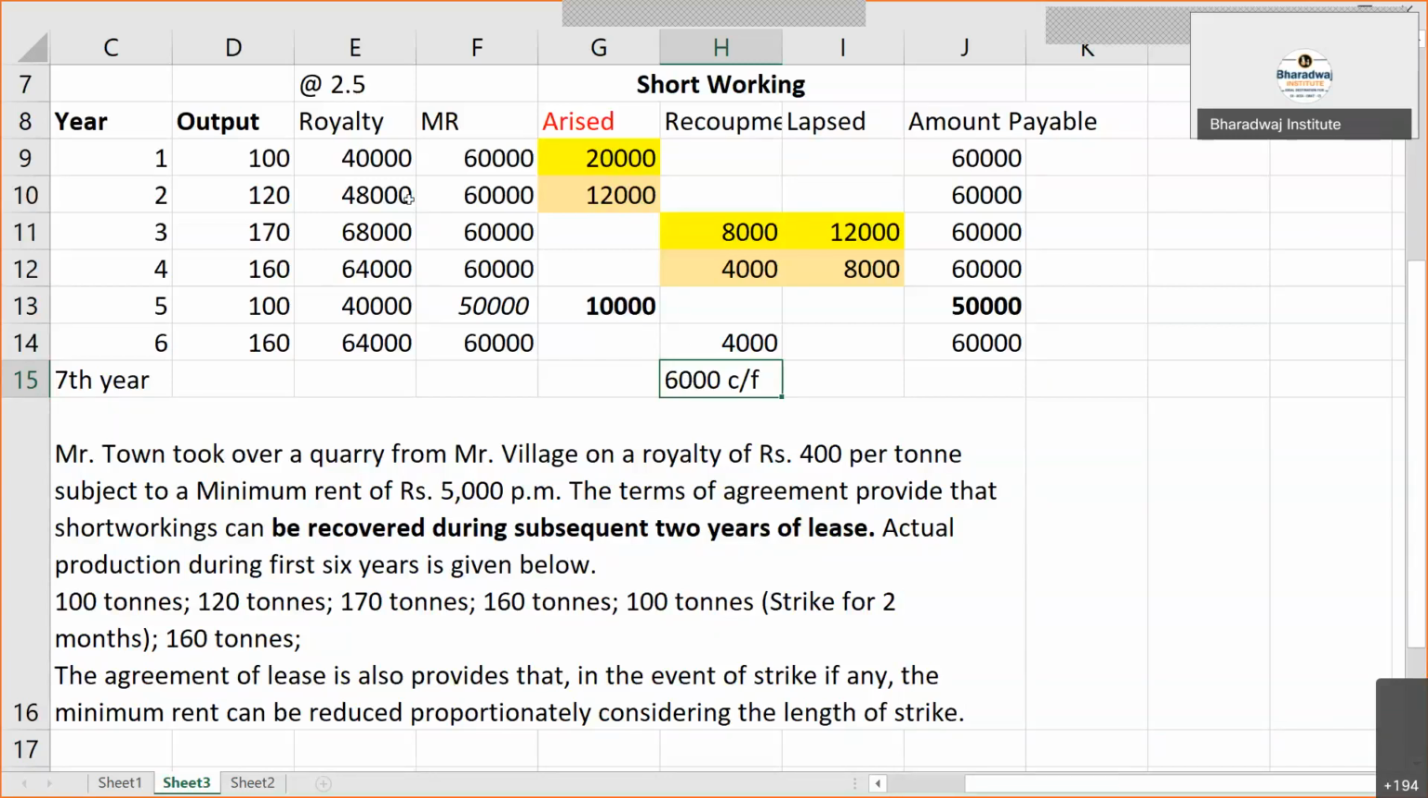In the third year, there's a question, sir. If you get a royalty of 1 lakh in the third year instead of 68,000, it's simple. The entire 32,000 can be adjusted in the third year itself. So 1 lakh minus 32,000, you will pay 68,000 to the landlord. No lapse will come.